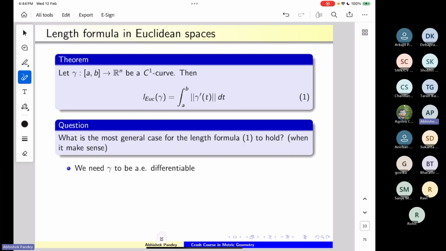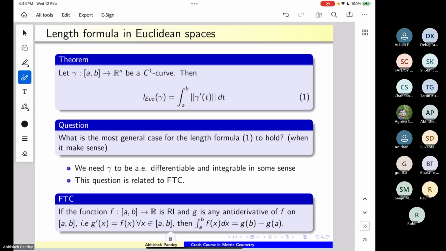So the question is, what is the most general case for the length formula to hold? First, we need gamma to be almost everywhere differentiable. I will come to the point of what we mean by a curve in a general metric space being differentiable and integrable in some sense. But this question is related to the fundamental theorem of calculus, so we recall the FTC.